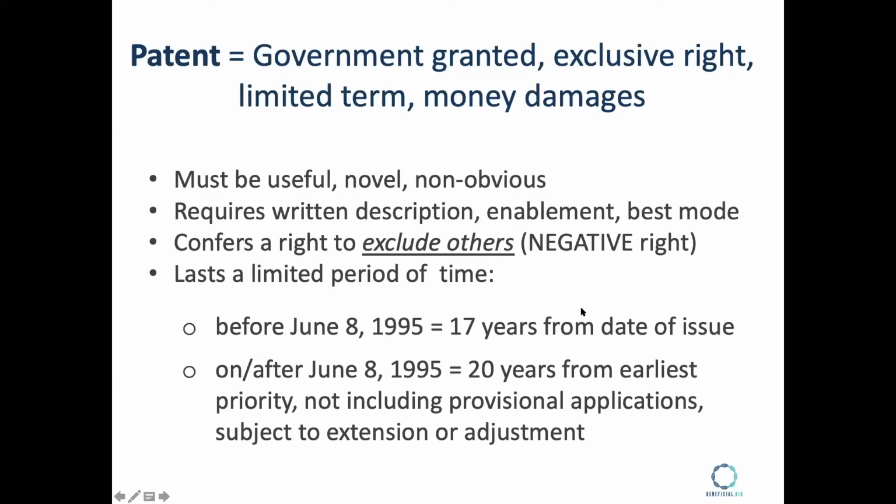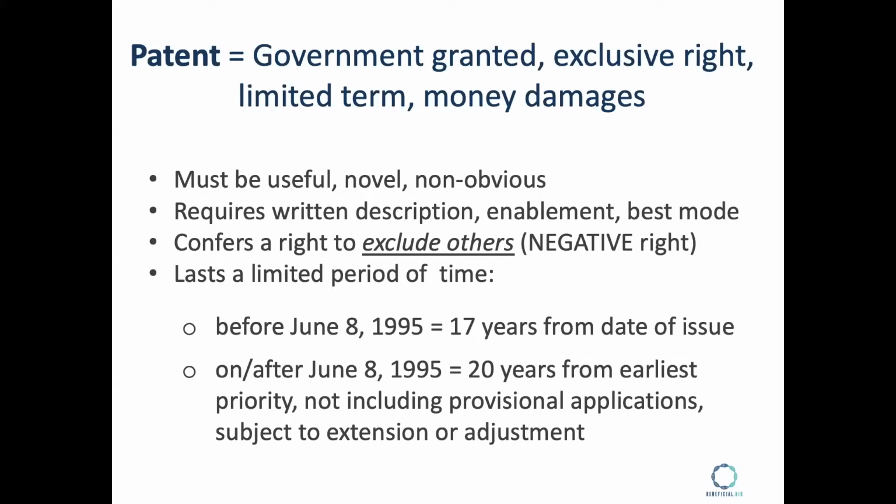To be awarded a patent on technology, you must show the patent office that it's useful, that it's novel, no one ever thought of it before, and that it's not obvious. It wouldn't have been obvious to a person of skill in the art to do what you did. You have to write it in sufficient detail to enable someone to be able to practice your invention, including a best mode. So if you know the best way to do your invention, you have to disclose that to the patent office.